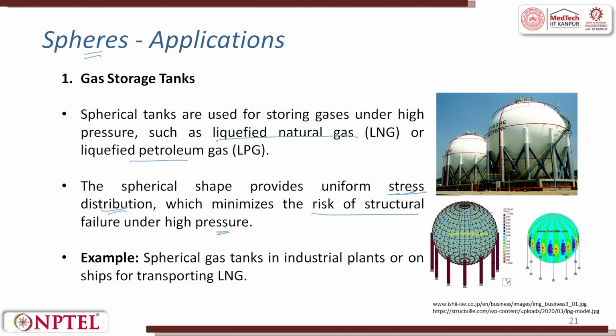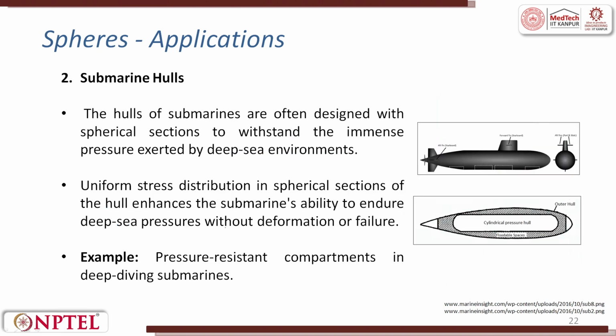The examples we have already seen are used in plants. When we talk about other applications, the submarine hull is also a spherical one. The hull of a submarine is often designed with a spherical section to withstand the immense pressure exerted under deep sea. The uniform stress distribution in spherical sections of the hull enhances the submarine's ability to endure deep sea pressure, because in the sea, under hydrostatic pressure, there will be uniform pressure around.